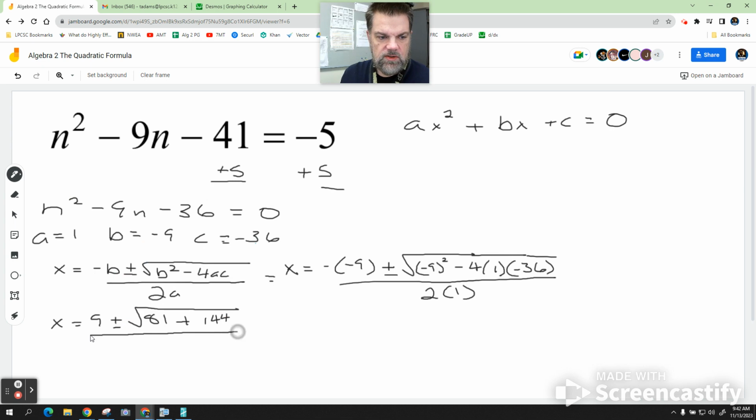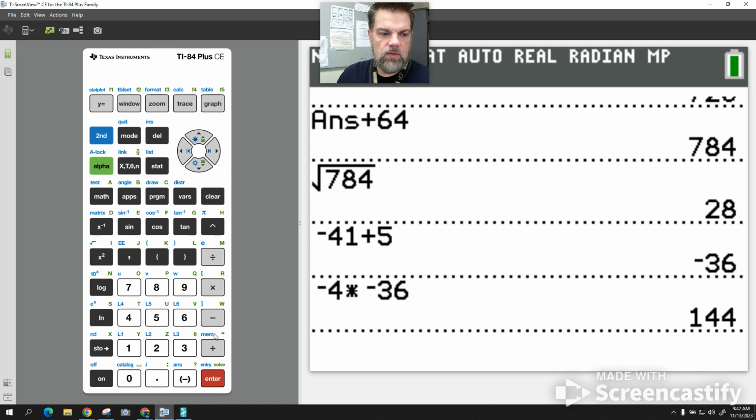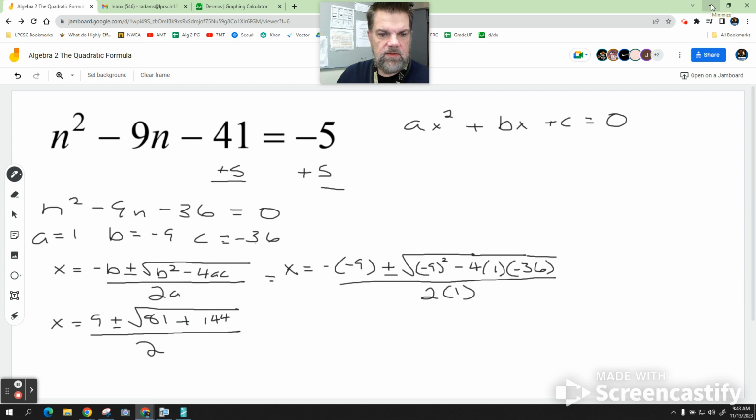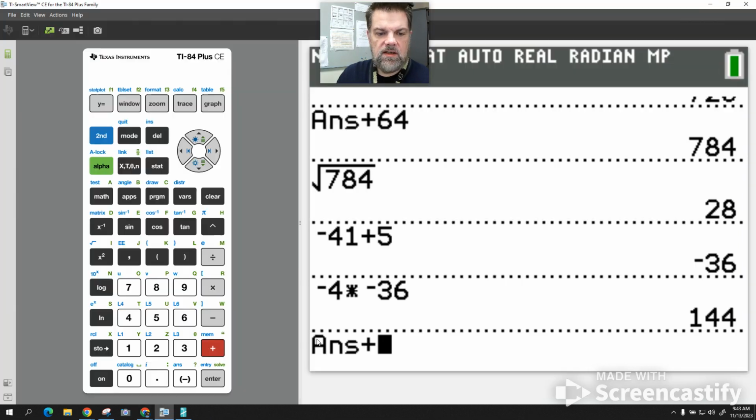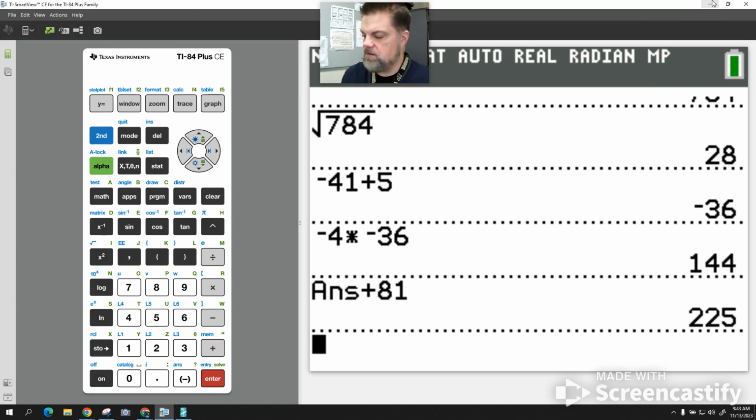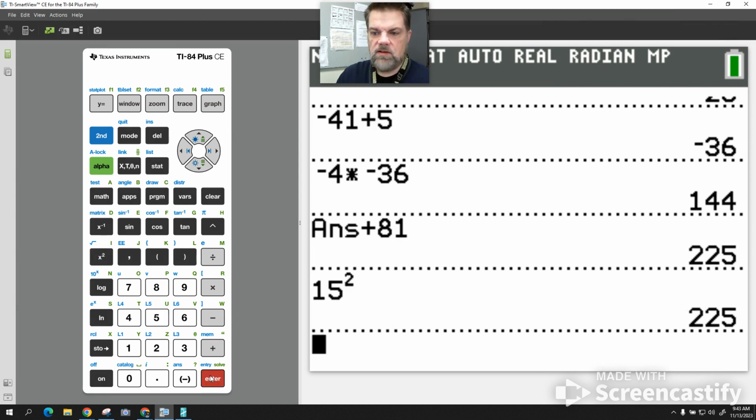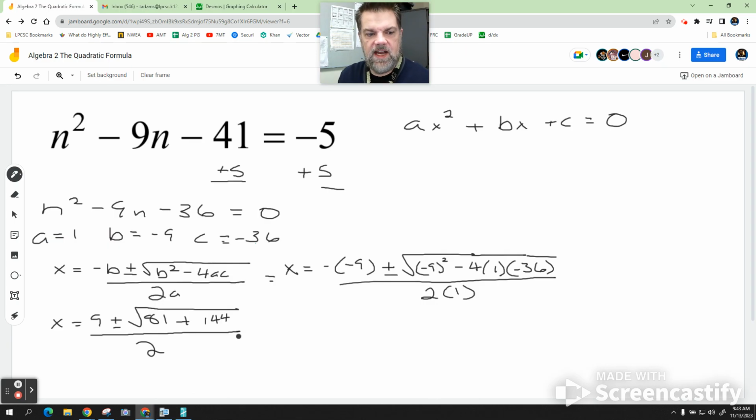All over 2. We need to figure out what that is. I think that is 144 plus, what was it? 81, right? All right. 81. Yeah, 225. That's good. Because I think 225 is 15 squared. Let's check. 15 squared. What? You think this is a game? I don't know why you came to school today, but I came to do math.